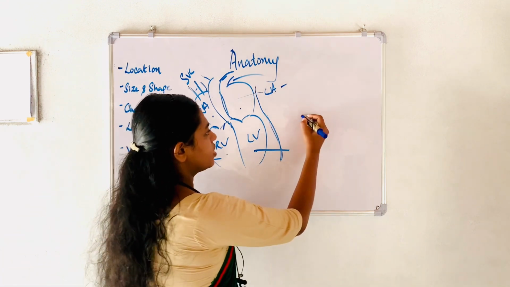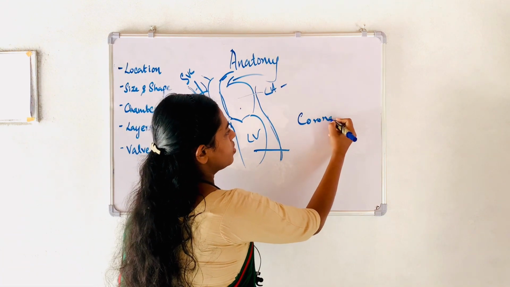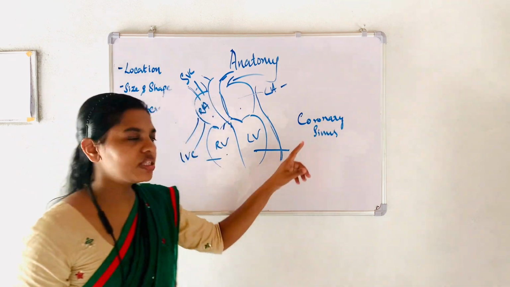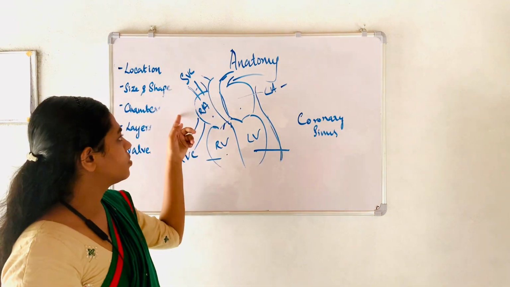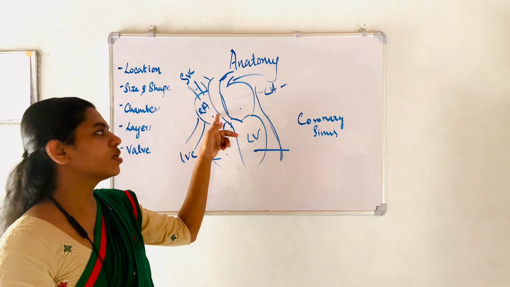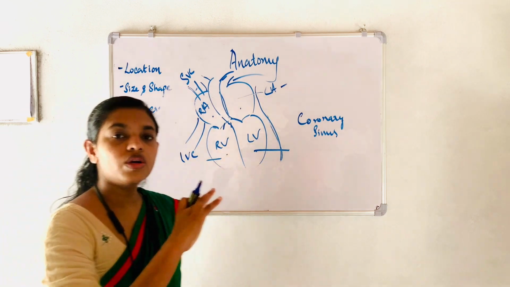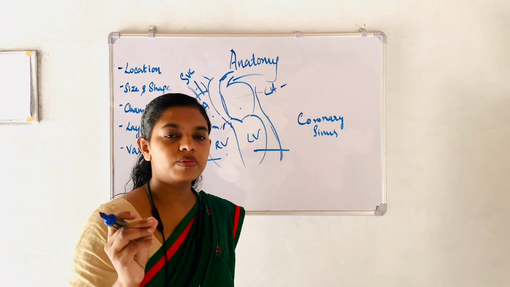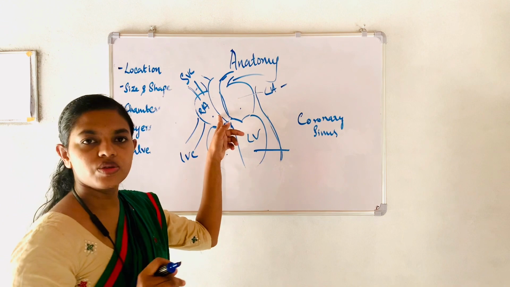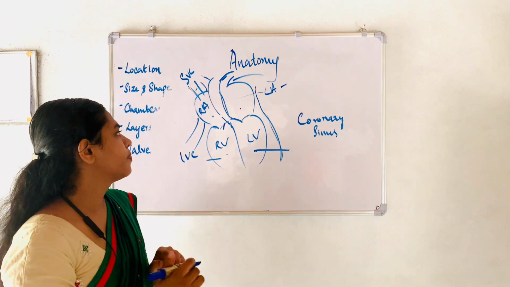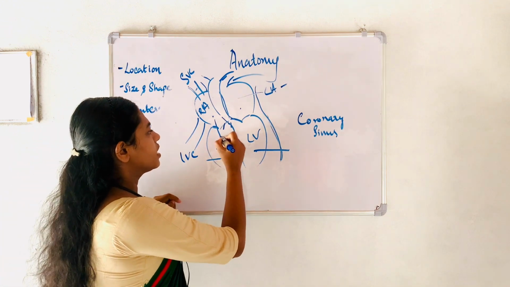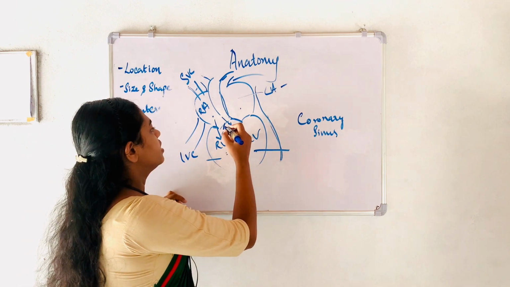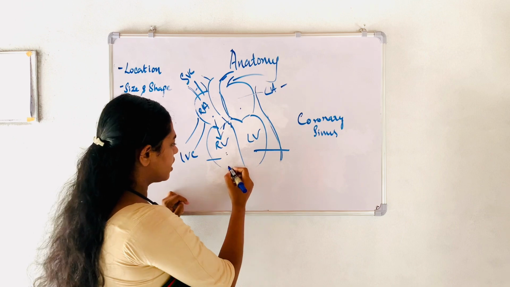Have you heard about coronary sinus? Coronary sinus, that is the venous drainage of the heart. Okay, so coronary sinus also opens to the RA. So the whole venous blood or deoxygenated blood from the body is drained into the right atria. Okay, and from the right atria it goes to the right ventricle, and from right ventricle there goes the pulmonary artery.